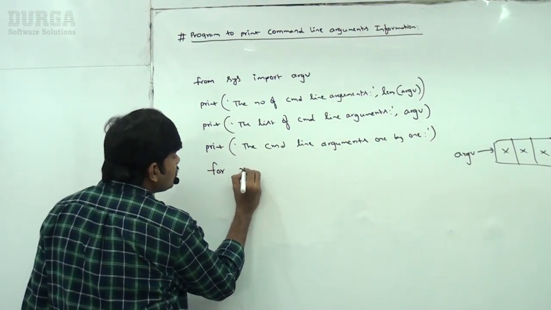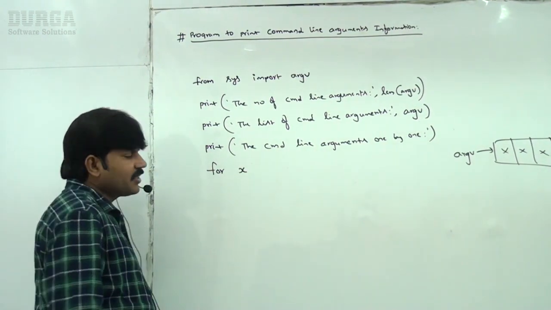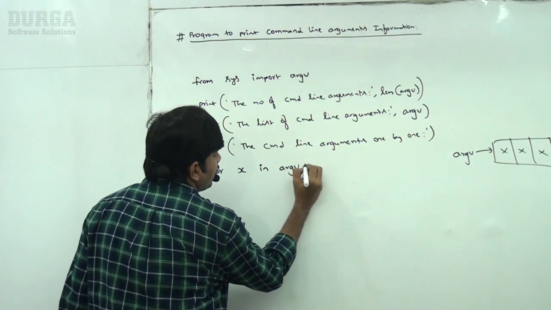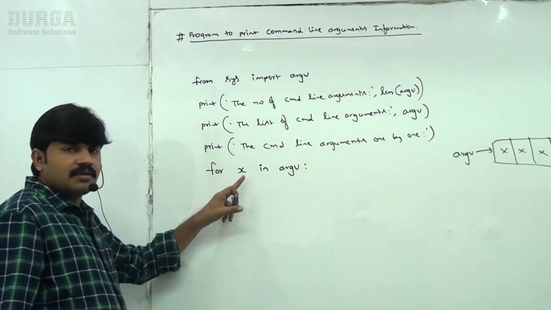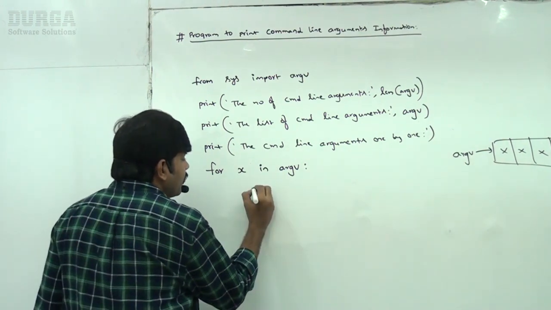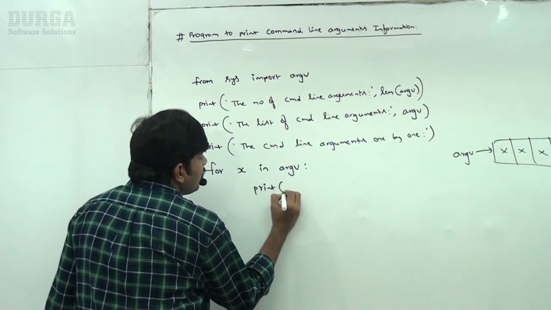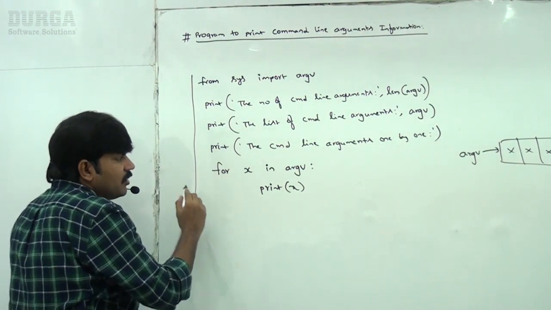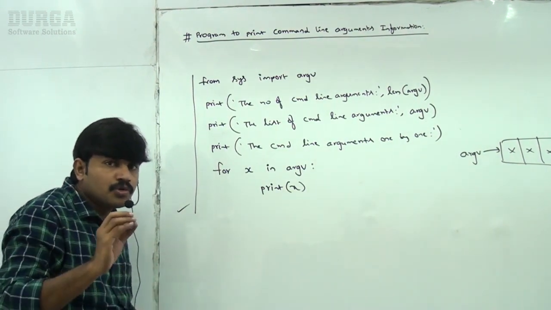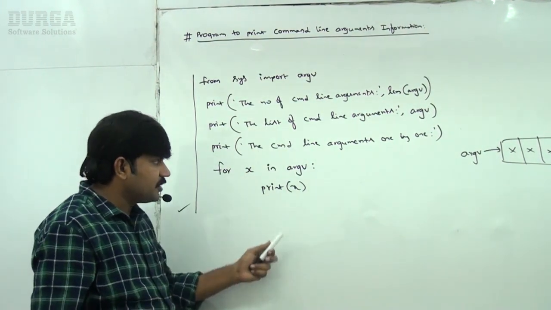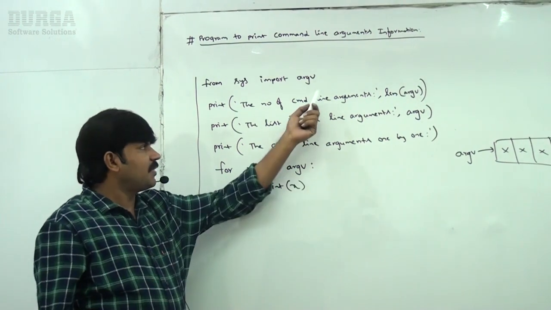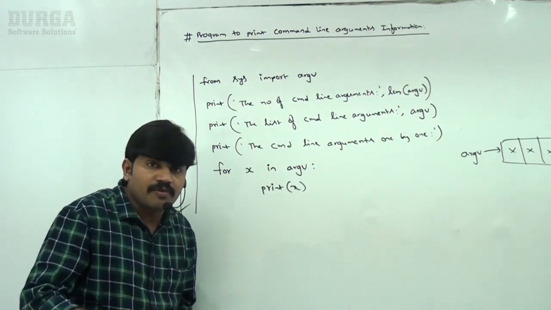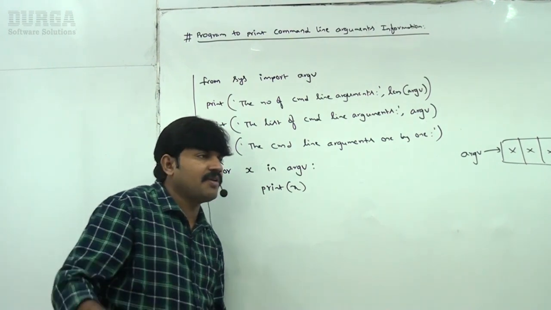For each x value in argv, sir, for every x present inside argv, print x. That's all. A simple program to print command line information is this one, sir: how many command line arguments, the total list of command line arguments, and the command line arguments one by one. Have a look once, sir.